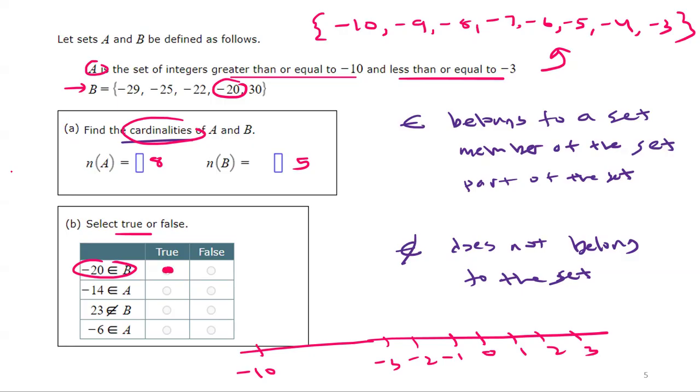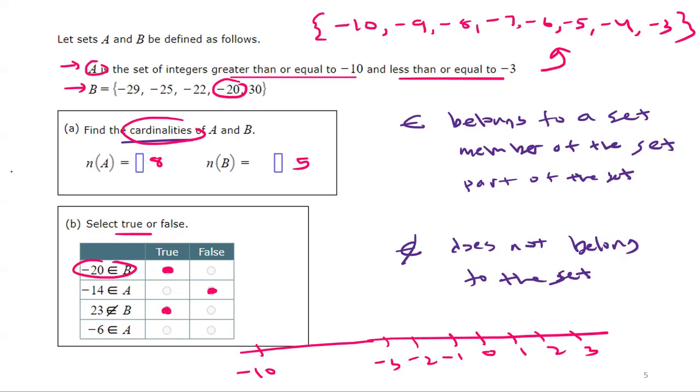Okay. The next part: is -14 a member of A? I go to the A, right? Here's my A. Is -14 listed anywhere on this list? Nope. So we say that's false. Okay. 23 is not a member of B. Well, again, I go to 23. Is 23 not a member of B? That's true, right? 23 is not listed there.